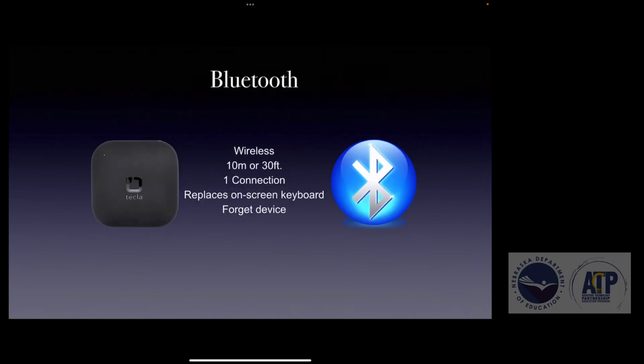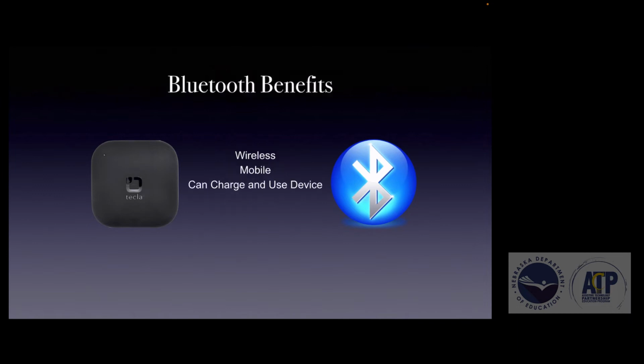With Bluetooth, it's wireless. It'll go up to 30 feet. It's one connection, so you connect up your Bluetooth device. One of the things when you hook up with Bluetooth, however, is that it does replace your on-screen keyboard. So in order to access your on-screen keyboard, you either have to turn off your Bluetooth device, or some of the Bluetooth devices actually have a button on the side that will allow you to temporarily get to that on-screen keyboard. A lot of the Bluetooth devices also want you to forget that device before you can configure it with another device.